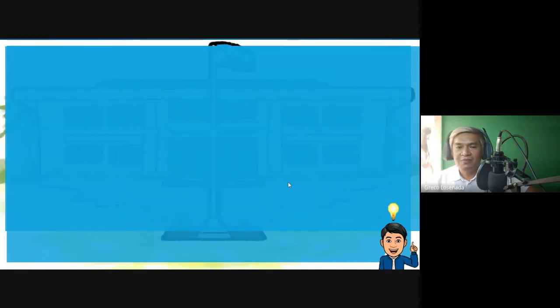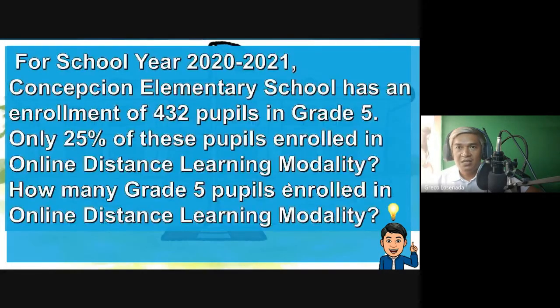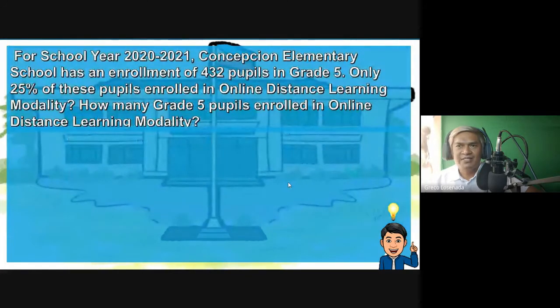Let's have this word problem. For school year 2020 to 2021, Concepcion Elementary School has an enrollment of 432 pupils in grade 5. Only 25% of these pupils enrolled in online distance learning modality. How many grade 5 pupils enrolled in the online distance learning modality? To be able to understand the problem, let us answer the following questions.